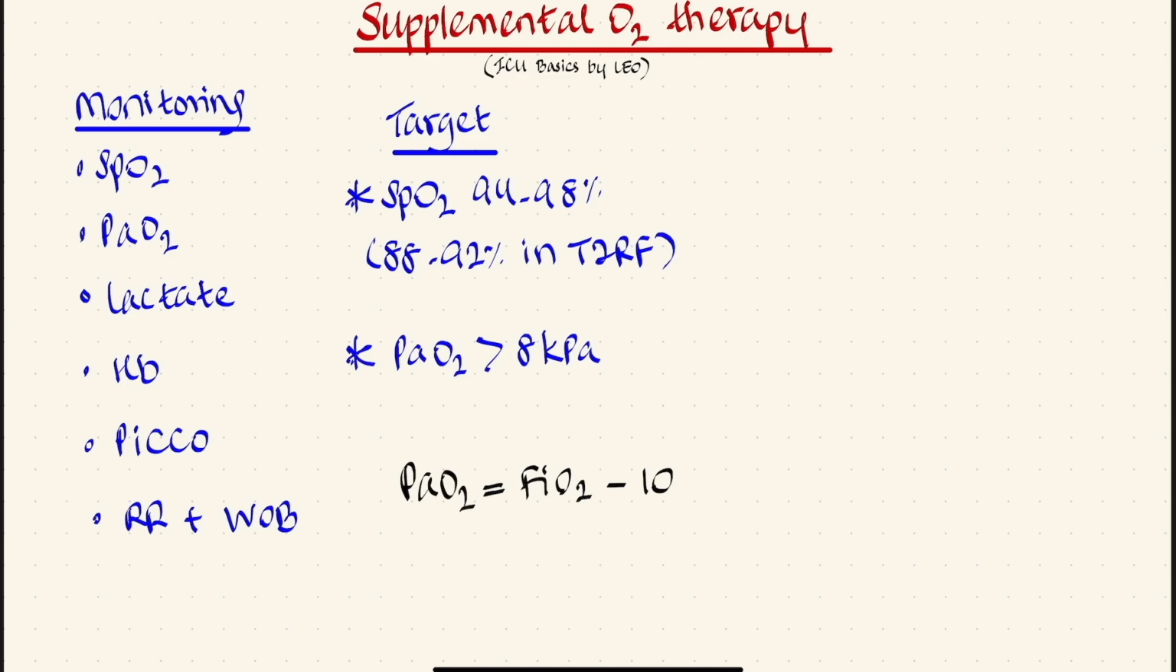Hence, if a patient is on 60% of FiO2 and SaO2 is around 94%, we would expect PaO2 to be around 50 kPa. However, PaO2 will probably be only around 9 kPa with that high amount of FiO2 in severe lung diseases. So you might think that the target PaO2 8 kPa will be too low.